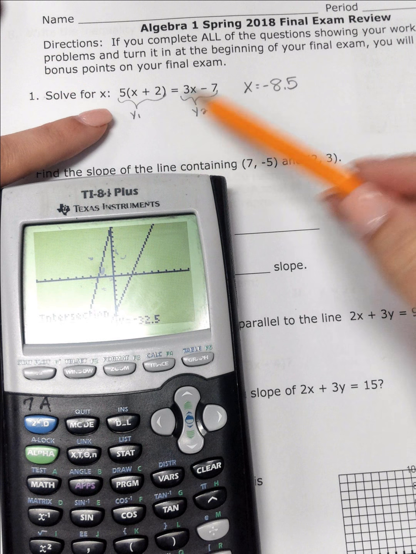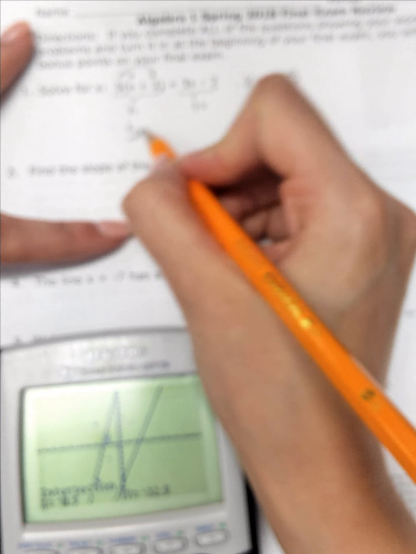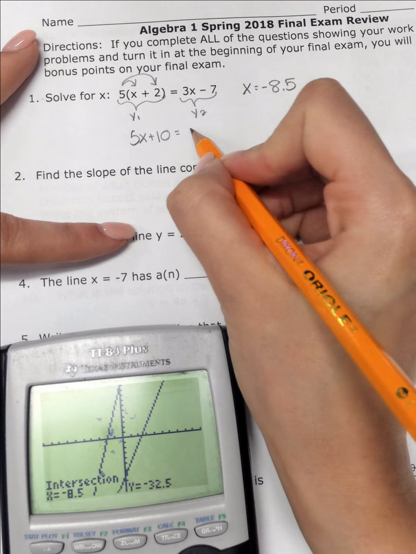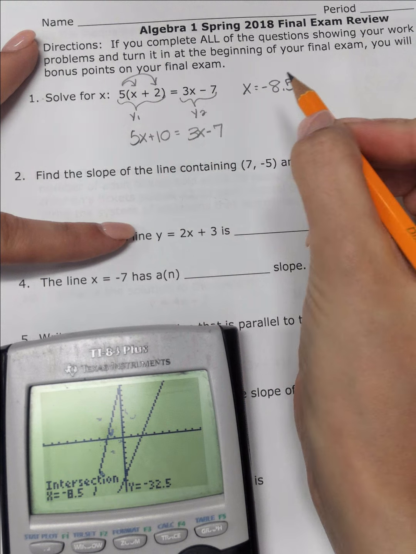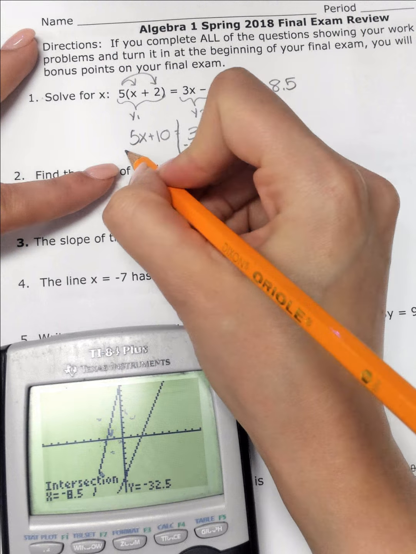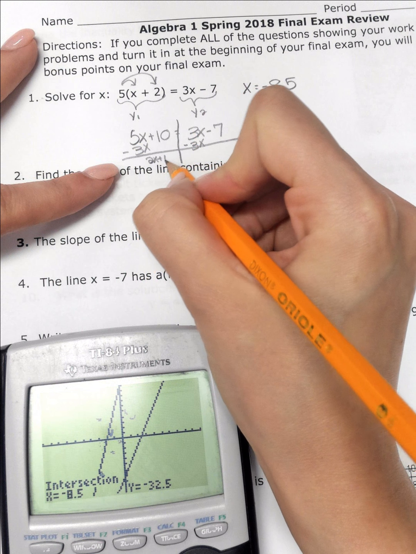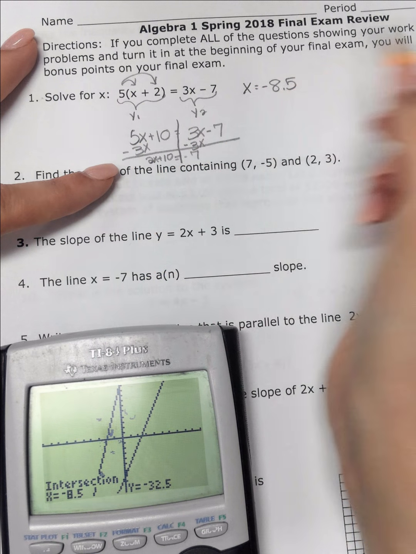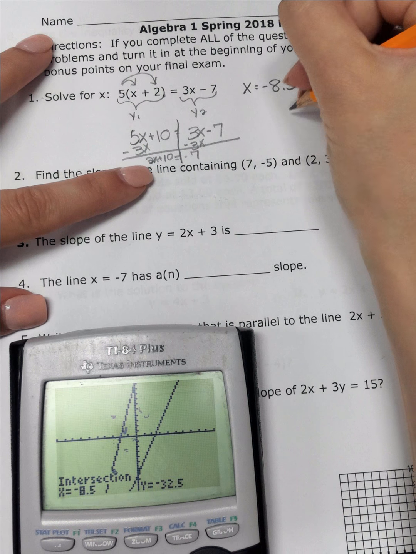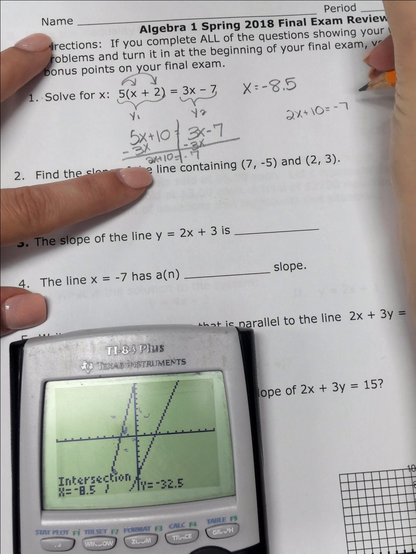So I couldn't see it because it was a decimal or a fraction, not a whole number. Let's just check my answer by doing the work. If you don't have a calculator at home, you're going to first distribute this 5 because we have a number outside of parentheses. So we get 5x plus 10 equals 3x minus 7. You can't have x's on both sides, so I'm going to subtract the 3x, subtract the 3x. So 2x plus 10 equals a negative 7.